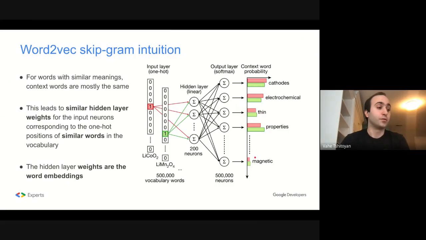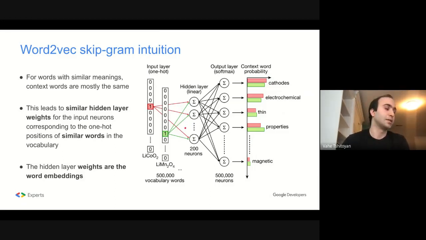And the output of this network is a probability distribution over all words, over the whole vocabulary. So what's the likelihood that the word next to lithium cobalt oxide would be cathodes? Now if you think about this, if you have two very similar words, this probability distribution would be very similar. So for the neural network to output very similar probability distributions, the hidden layer weights, so these arrows for this position and this position, would have to be very similar.